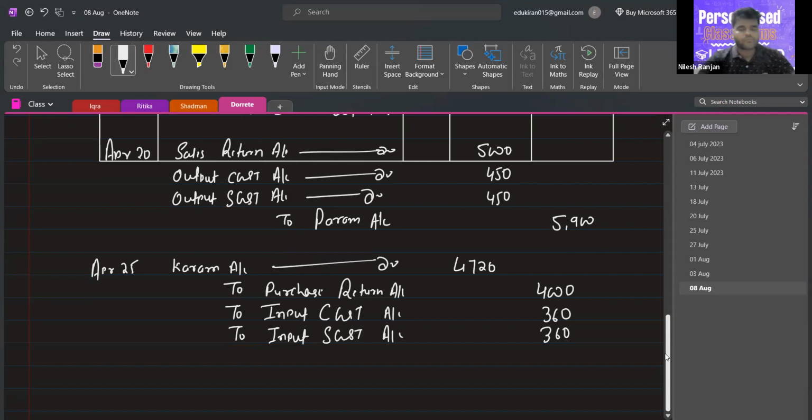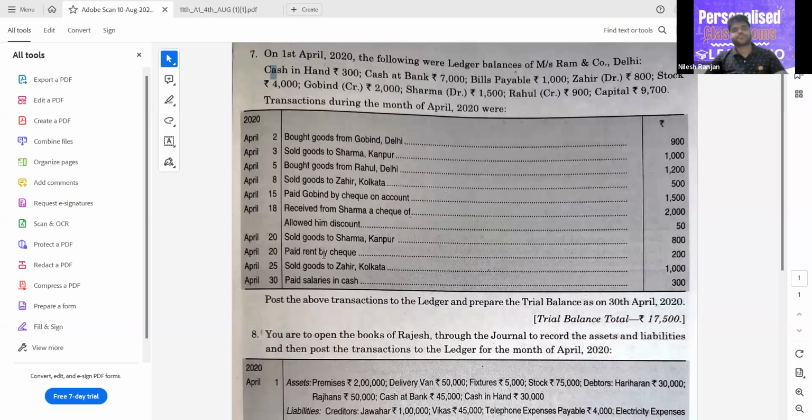I finished. Okay. Now the question of the book that I asked before. Yes, sir. This one. Okay. Do you know the concept of opening entry? I told you about opening entry. Yes, sir. So we have to pass journal entry for this first.